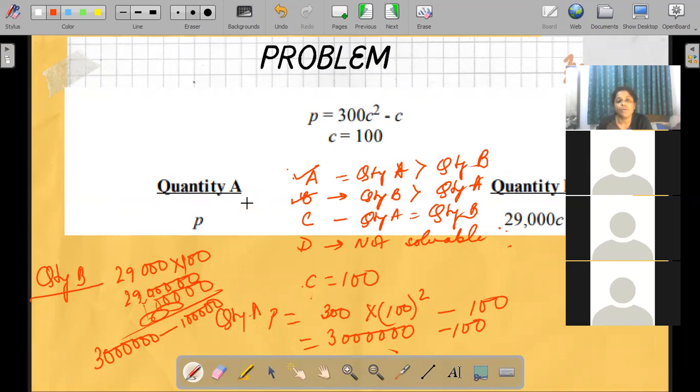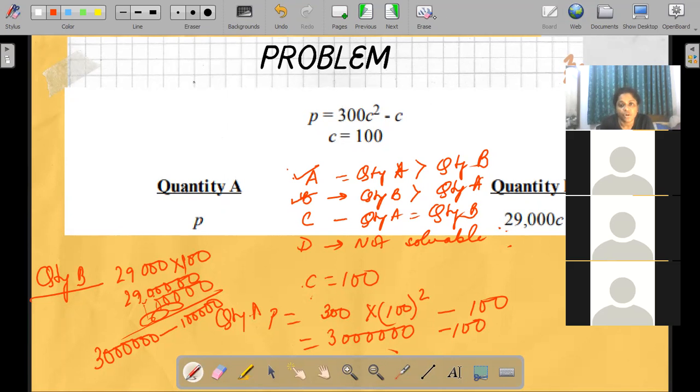GRE tests your logical thinking. Why is it called quant and not maths? This exam tests your quant and verbal ability. They are not testing your math ability. If math ability were tested, it would have been separate. How good you are at calculations, they would have checked. But they're not checking that. They're checking how good you are in logical thinking. So this is my logical thinking.